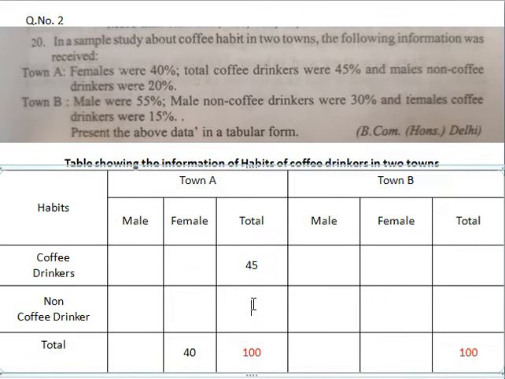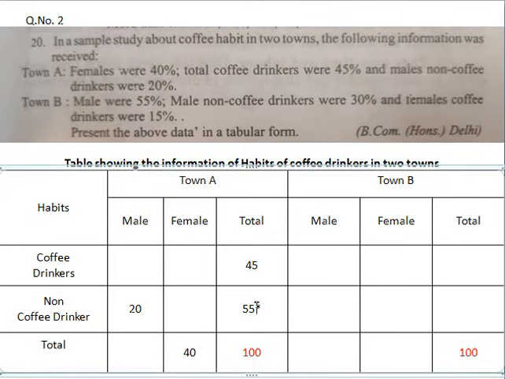Next, if you see the next part, male non-coffee drinkers 20%. Male non-coffee drinkers, this male, and non-coffee drinkers means here and here you have to take how much? 20% is there, right? Then you simplify the numbers now. Simplify the numbers means this town A is over. Town A is over. Now you find the town A remaining. Remaining means balancing figure. Out of 100, less 45. Remaining is how much? 55.